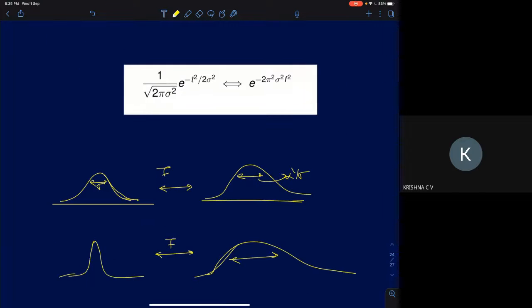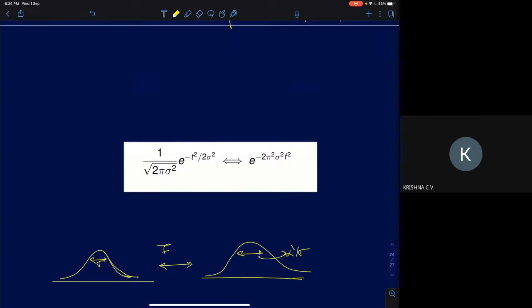The other interesting problem is the Gaussian function. What will be the Fourier transform of a Gaussian function? It can be shown, again, I'll just spend a minute to explain it. If you take a Gaussian function, e to the power minus t square by 2 sigma square, multiplied by 1 by root of 2 pi sigma square so that the area under this integral is 1, the Fourier transform is also, interestingly, a Gaussian function.